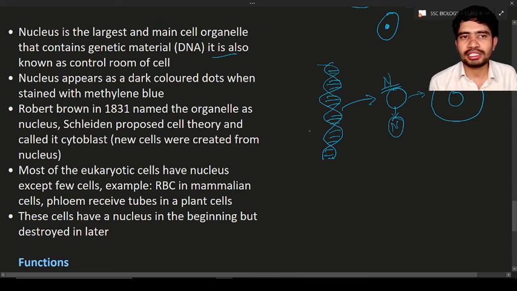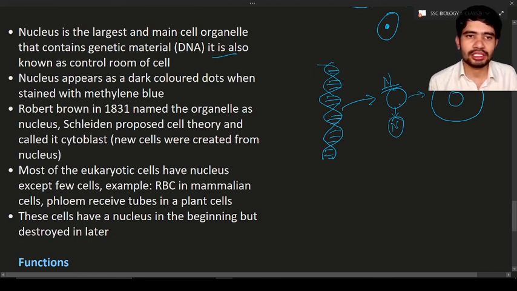Another scientist is Schleiden. He proposed the cell theory. So the discovery of the nucleus was done by Robert Brown, and cell theory was given by Schleiden, and Schleiden called the nucleus as cytoblast. Okay, why did he call the nucleus as cytoblast?